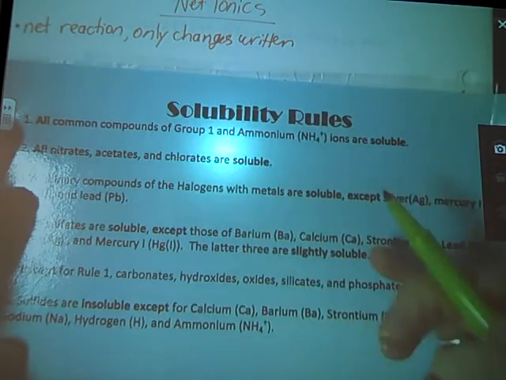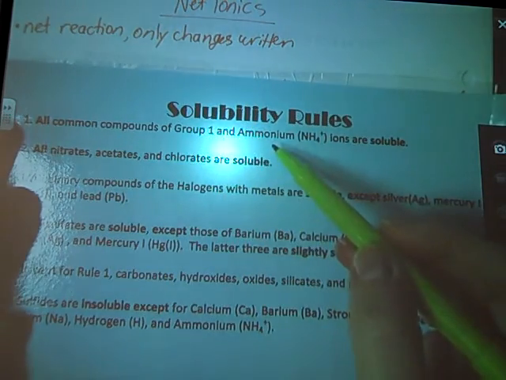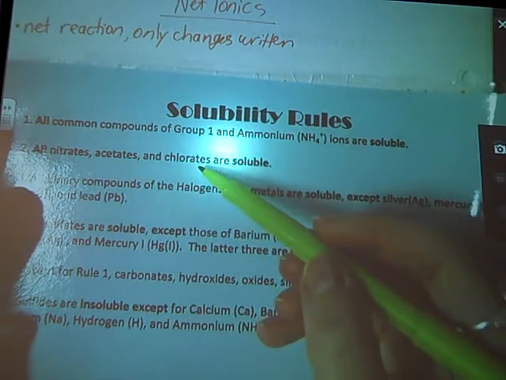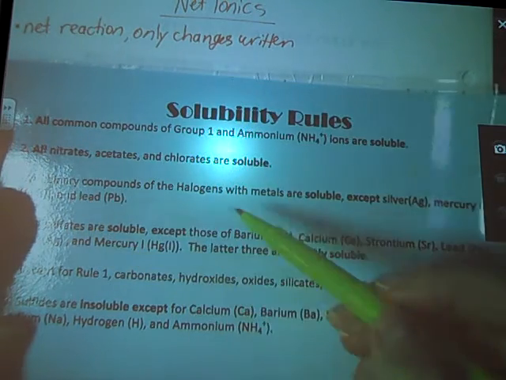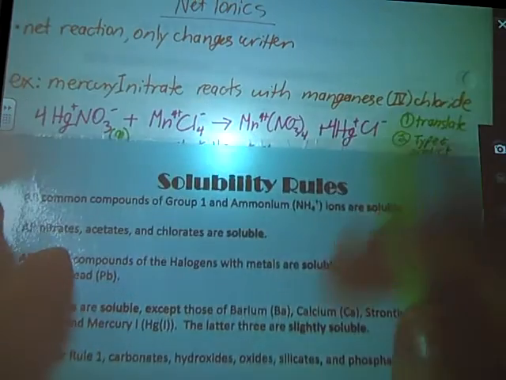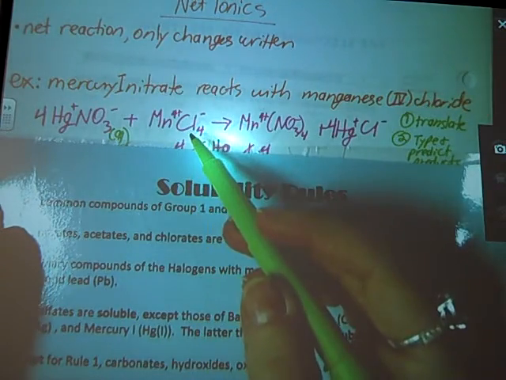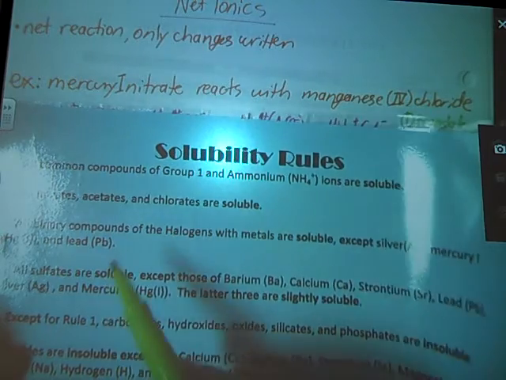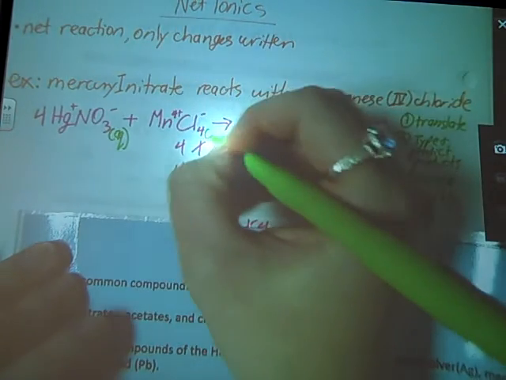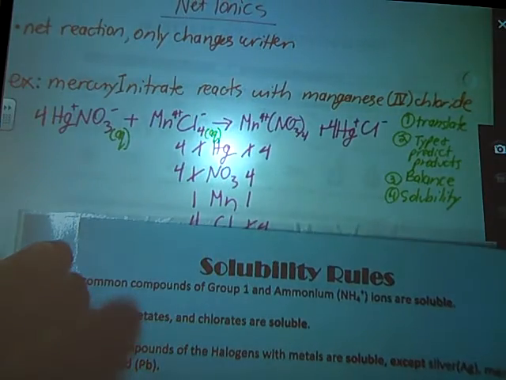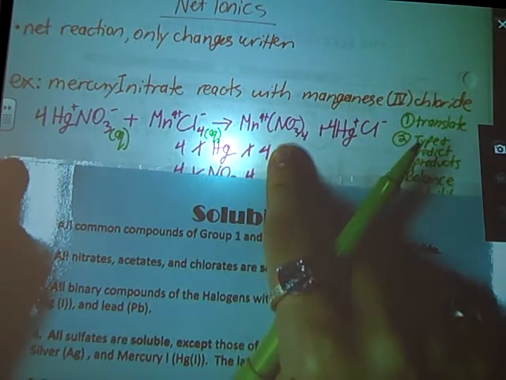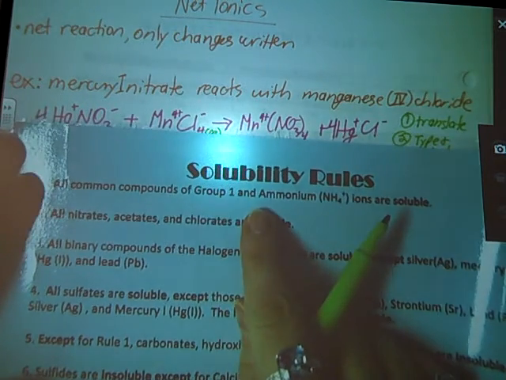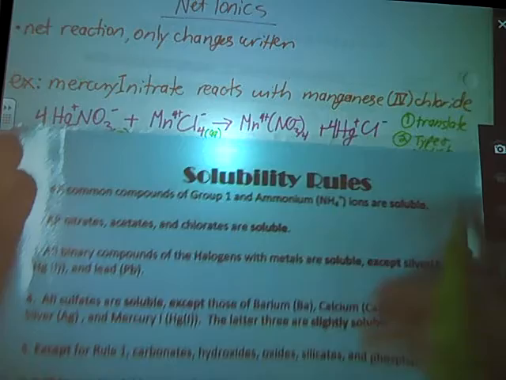Next one is manganese 4 chloride. So let's go back to the top. Common compounds of group 1 and ammonia, well, got neither. 2, acetates, nitrates, and chlorates, didn't have any of those. Binary compounds of a halogen with a metal. Hey, look, metal, halogen, woot! And manganese is neither silver, mercury, nor lead. So this one is also soluble. Next up, manganese 4 nitrate. Rule 1, common compounds of group 1 and ammonium, nope, doesn't help. 2, nitrates are soluble. Yay.